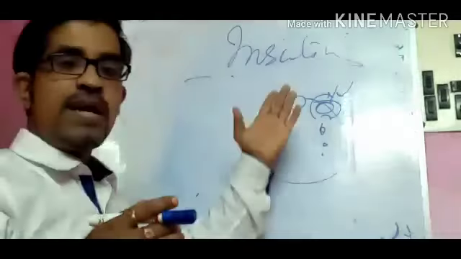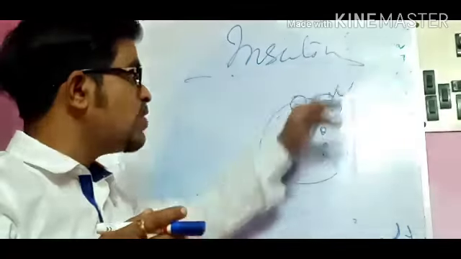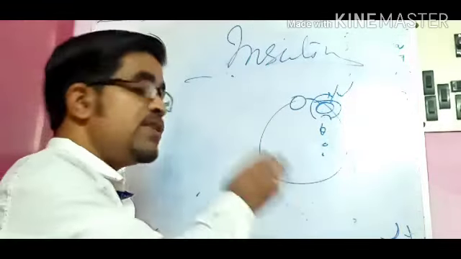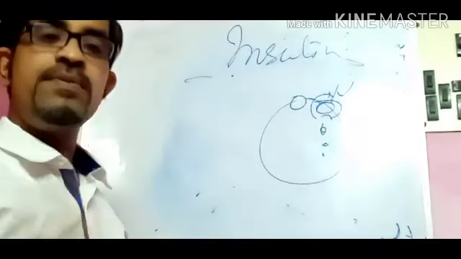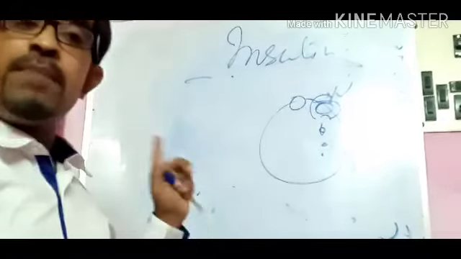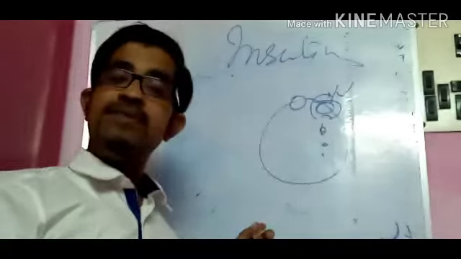From here, the glucose from the blood circulation will now come inside of the cell. Inside the cell, it will be stored as a source of energy, and whenever it's required, it will break down. Okay, so we are going to find out the bioassay of insulin, meaning the activity of insulin.